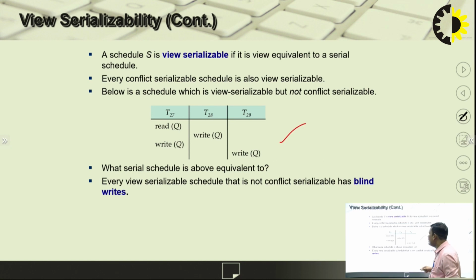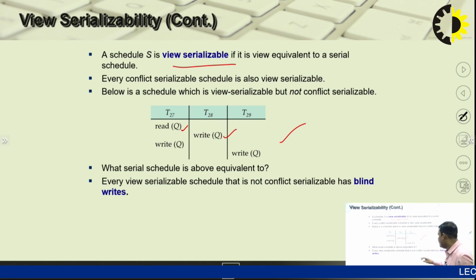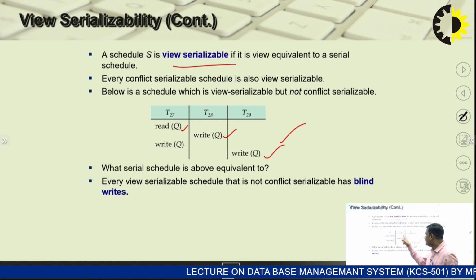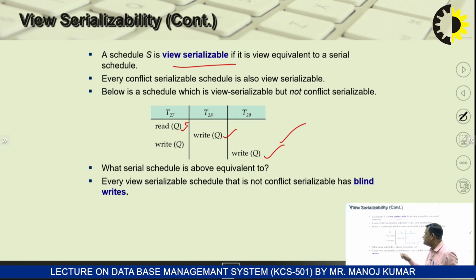This is an example of view serializable. A schedule is view serializable if it is view equivalent to a serial schedule. The initial read data item, intermediate write data item and final write data item belong to transaction 29, the intermediate write is from transaction 28, and the initial read is from transaction 27.